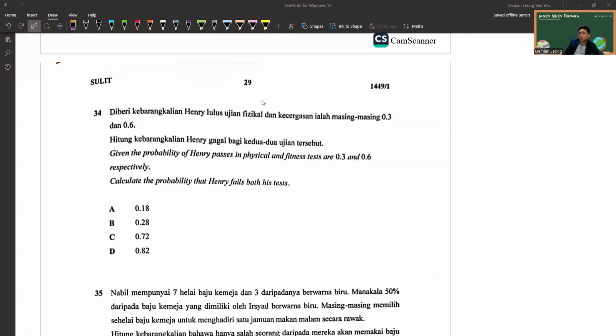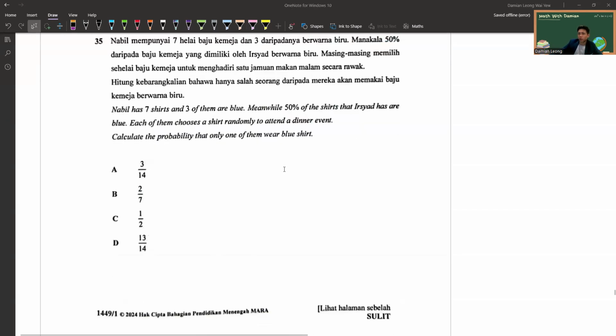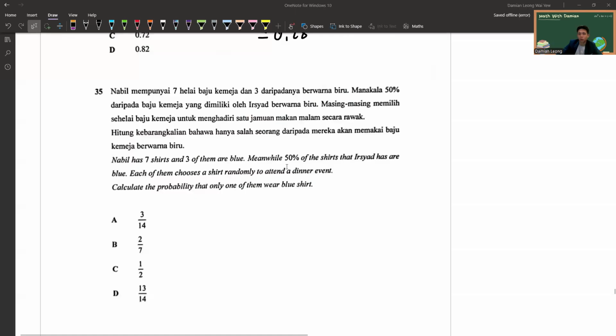The probabilities that Henry passed a physical and a fitness test are 0.4 and 0.6 respectively. Calculate the probability that Henry fails both tests. So pass is 0.3, meaning fail will be 0.7. This one also 0.6 pass, fail will be 0.4. The probability of both happening means we multiply the probabilities together. So 0.28. Answer B again. Okay, that's question 34.